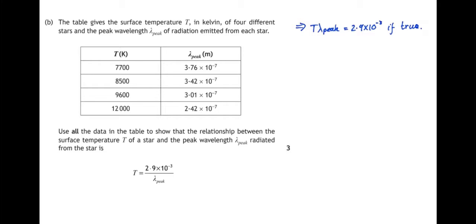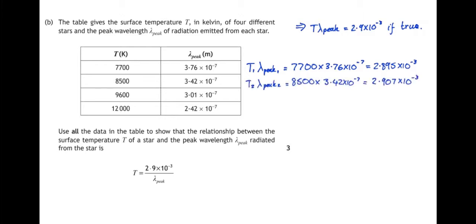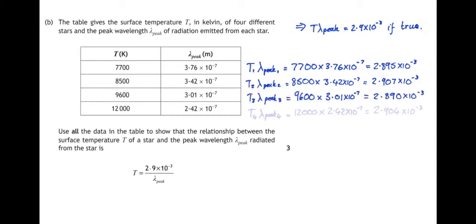So for each of these sets of values, we need to multiply the temperature in Kelvin by the peak wavelength. So for the first star, we get that value. For the second star, we get that value. For the third star, we get that value. And for the fourth star, we get that value. And if we look at the values that we have there, if we round them to 1 decimal place or to 2 significant figures, we get a constant of 2.9 times 10 to the power of minus 3. And that establishes that the relationship is true.